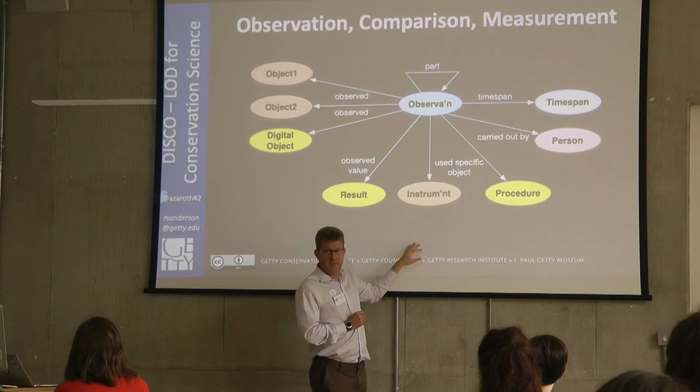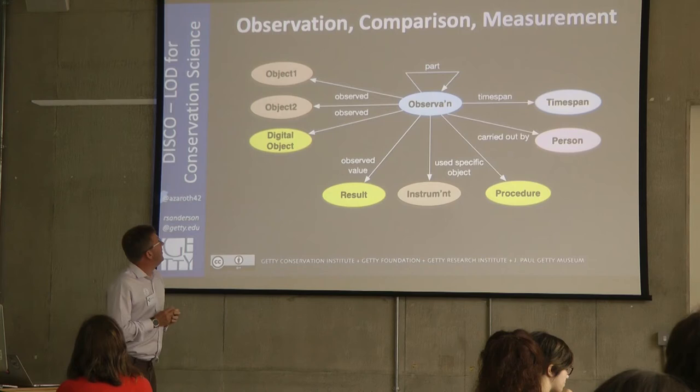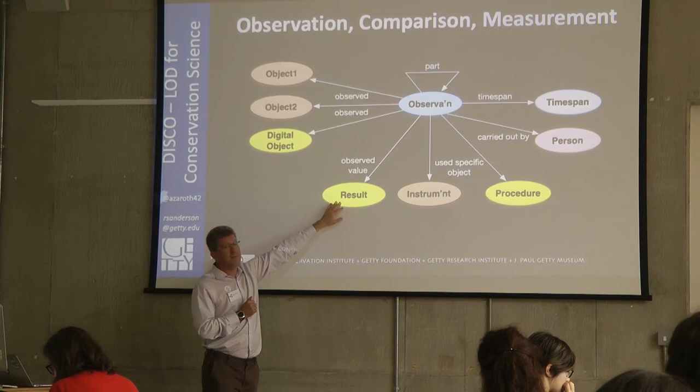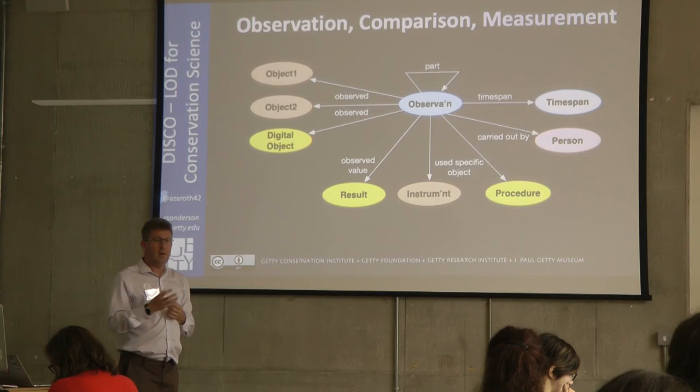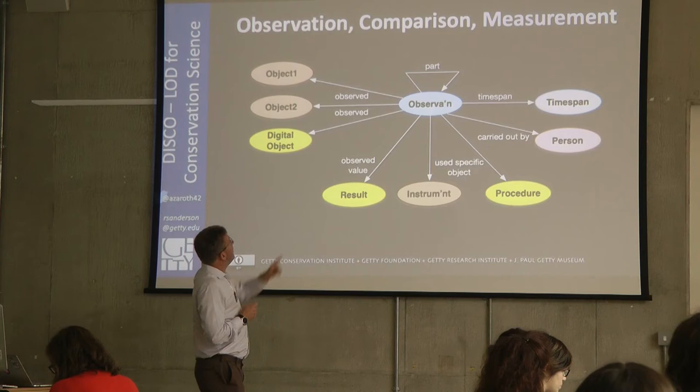Then, again, we have further conceptual things. So observes some result or some value. So that's likely a digital representation that's coming out of the instrument, but you can copy it. You can't hold that result in your hand, so it's conceptual. And the observation observes one or more objects.